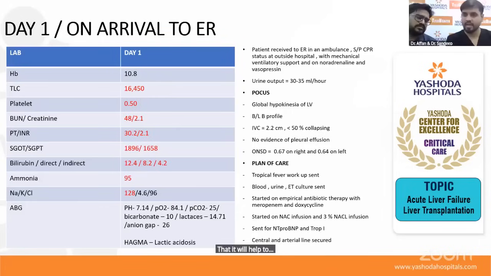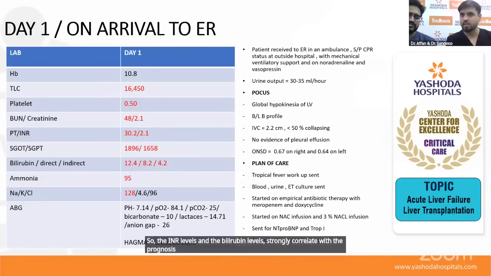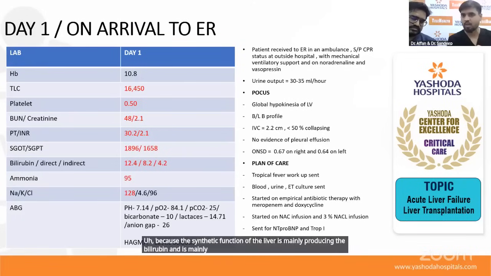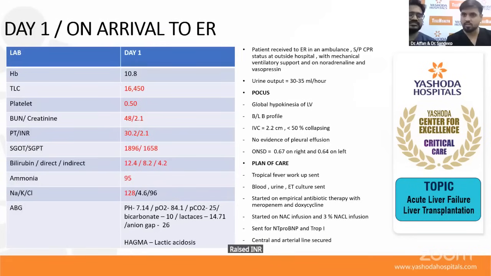So the INR levels and the bilirubin levels strongly correlate with the prognosis in a patient with acute liver failure. Because the synthetic function of the liver is mainly producing the clotting factors and clearing the bilirubin. Hence, when the liver is damaged and its synthetic function is impaired, raised INR and raised bilirubin levels indicate a poor prognosis in a case of acute liver failure.